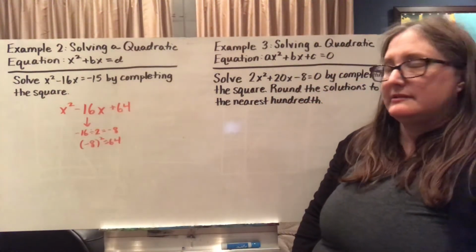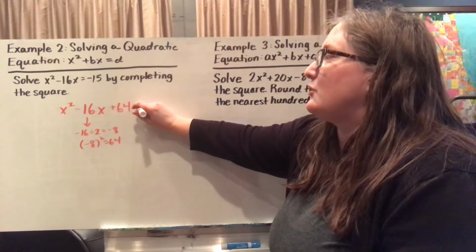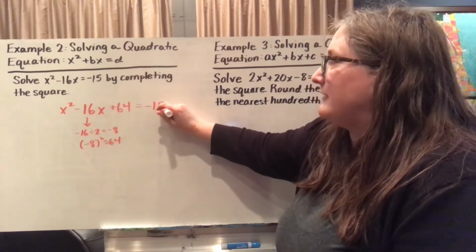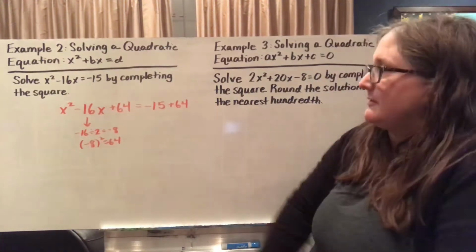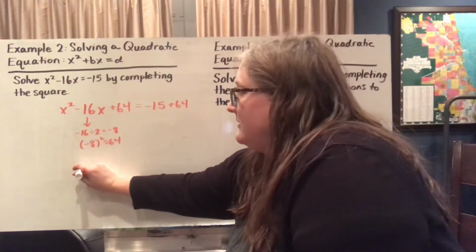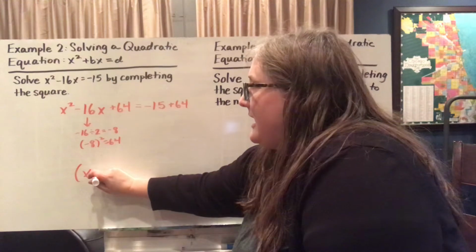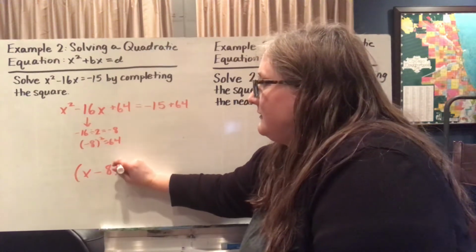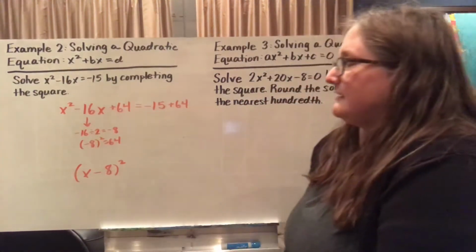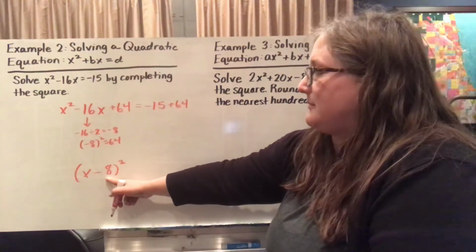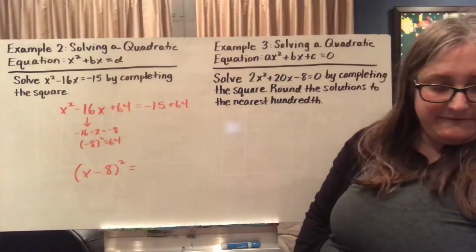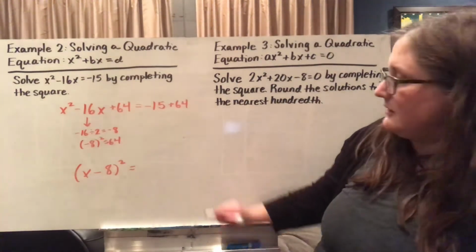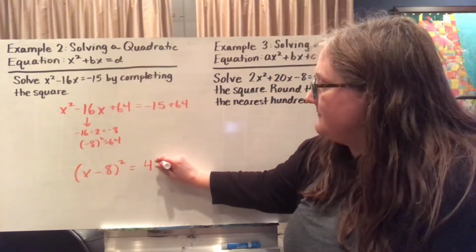So I'm going to add 64 onto this x squared minus 16x. But if I'm adding 64 to one side of an equation, I also have to add 64 to the other side of the equation. So this guy can be factored as x minus 8 squared. Because -8 times -8 is a 64, and -8 plus -8 is my -16. Over here, -15 plus 64 is going to give me 49.